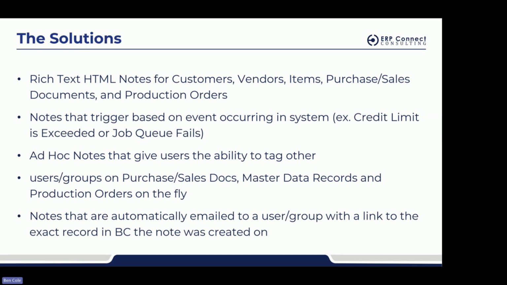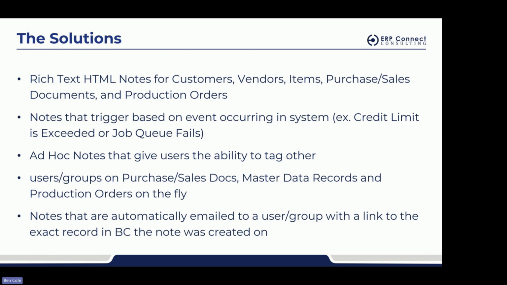And we've actually got two slides for our solution today. The first slide here and first bullet point, we have rich text HTML notes for customers, for vendors, for items, purchase and sales documents, production orders, you name it, right? So we'll show these in our live demo. The next thing that we've got for you today is notes that can trigger based on events occurring in the system. So think credit limits exceeded or the customer's getting near their credit limit, job queue failures, things like this, right? Proactively getting triggers, getting emails, getting notifications so that you can check these things real quick, use them as a to-do, and then you're good to go moving forward.